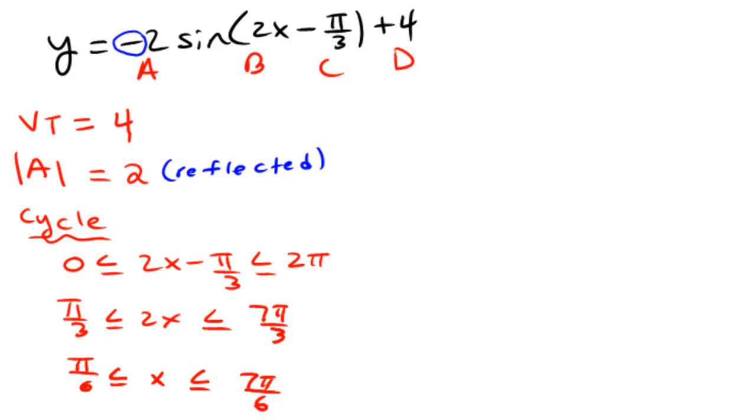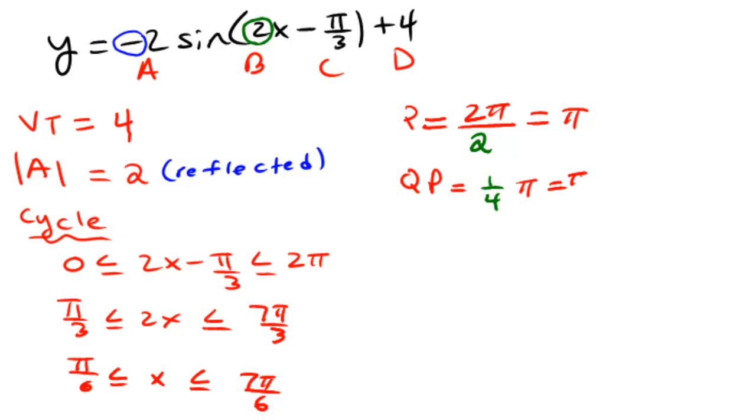The last thing that I want to find here is the period. So the period is 2 pi divided by this number here, 2 pi over b. In this case it's 2, and so it turns out that my period is going to be equal to pi. The quarter period is equal to 1/4 of the full period. So I'm going to take 1/4 and multiply that times my period, which is pi, and so I get pi over 4.